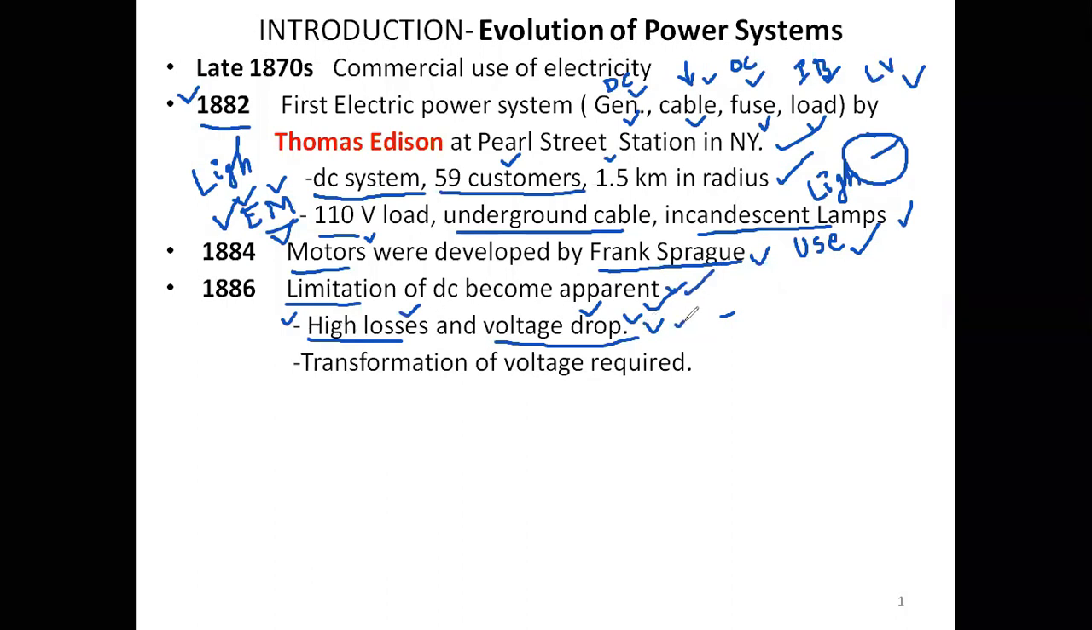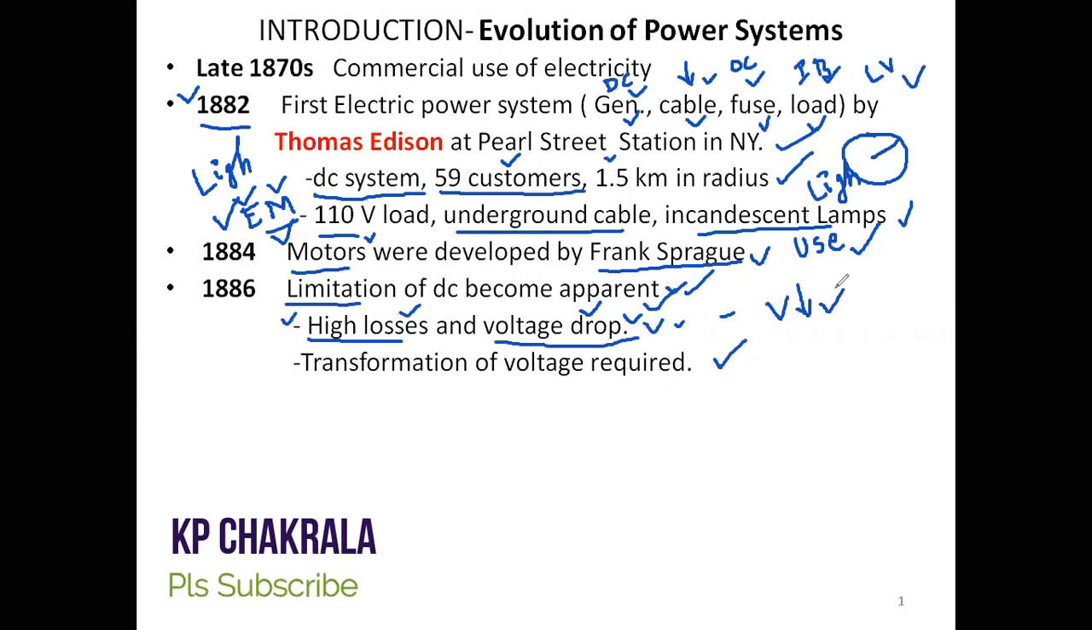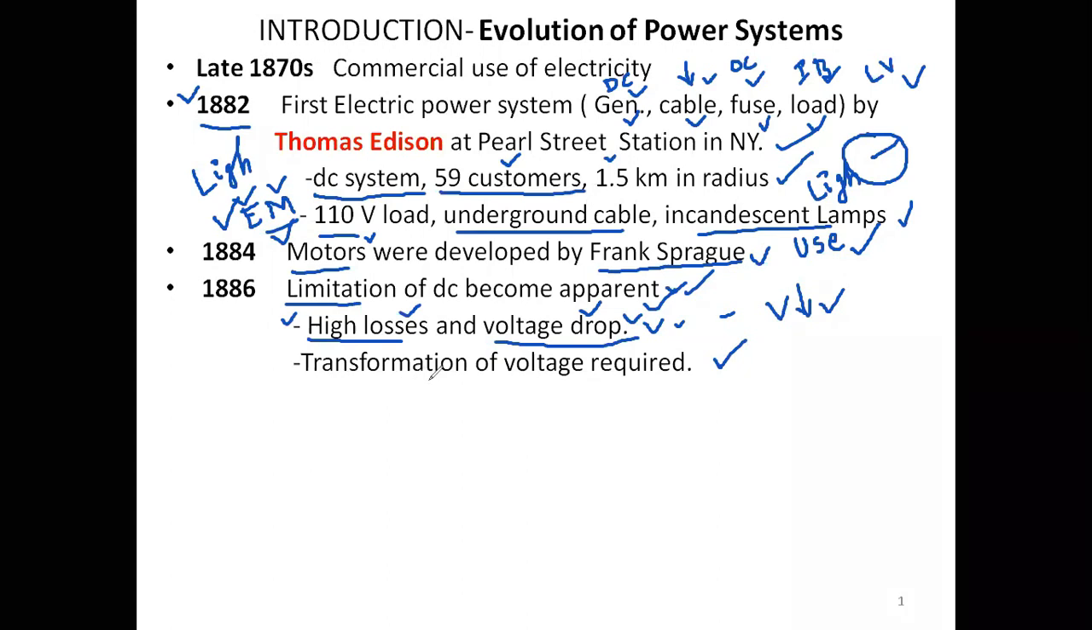Now people thought there should be some transformation of the voltage, because if the customers' distance from the generators increases, then the voltage decreases. If you want to maintain the voltage at the rated value at the far end also, you have to increase the voltage level at the generation side, or some transformation of the voltage is required.